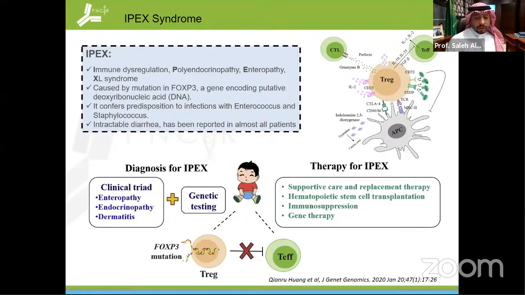Diarrhea is almost 100% there. It has been reported in almost all cases. So the clinical triad is enteropathy, endocrinopathy, and dermatitis. They do have skin manifestation. Now the genetic diagnosis is available, so we have the privilege to make the diagnosis genetically, and the patient usually responds to immunosuppression with FK506 or cyclosporine. But most patients will require hematopoietic stem cell transplantation or gene therapy.